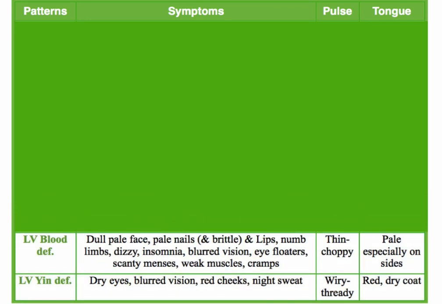And the last two are liver blood deficiency and liver yin deficiency. Liver blood deficiency can lead to liver yin deficiency. Not always, but that can happen. So remember, easy peasy, we did this a few minutes ago. Liver blood deficiency is pale and poor: pale face, pale nails, and brittle nails as well. They will break easily when there's blood deficiency.